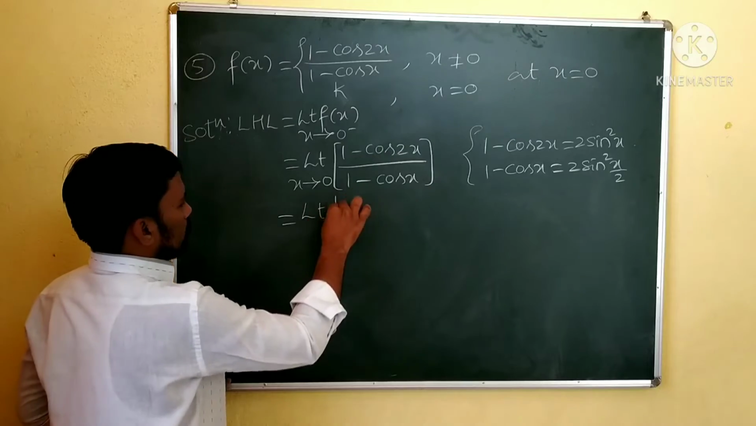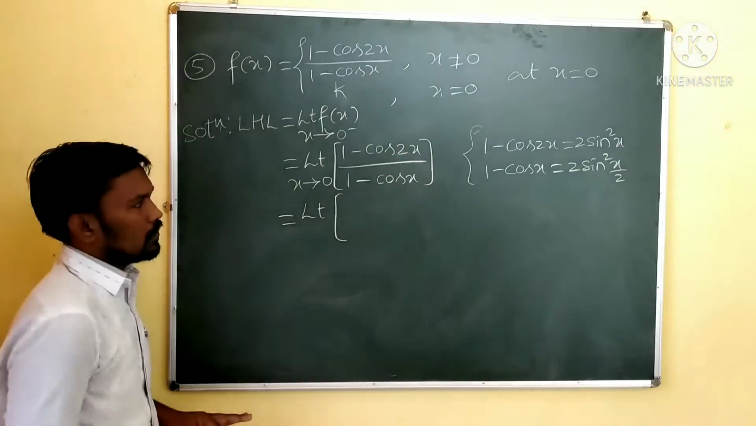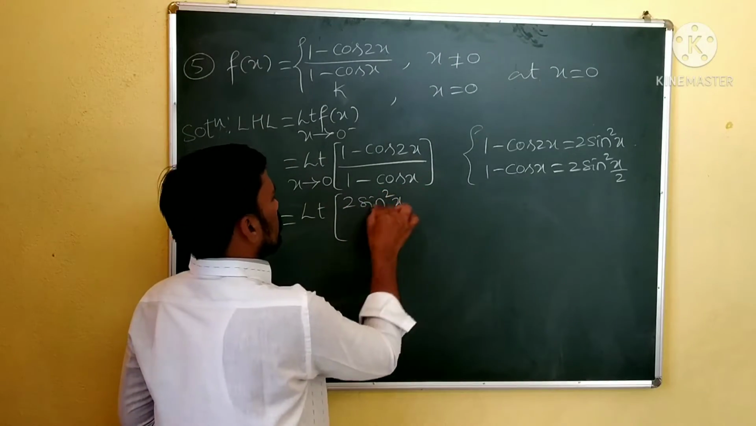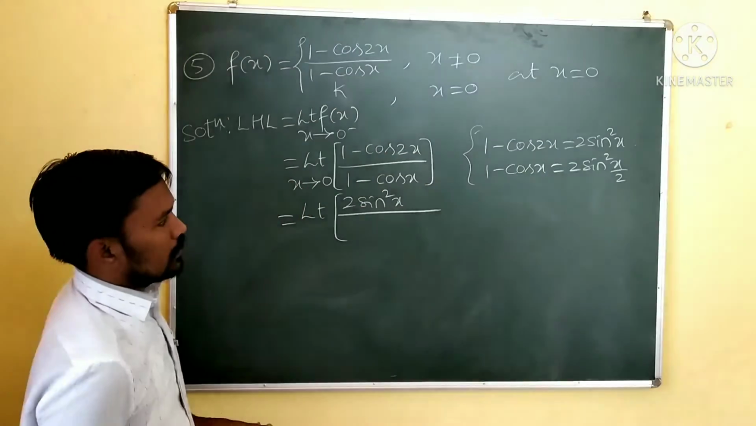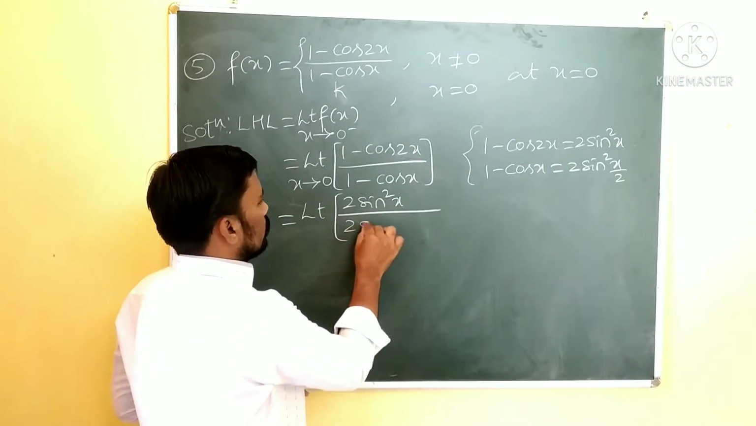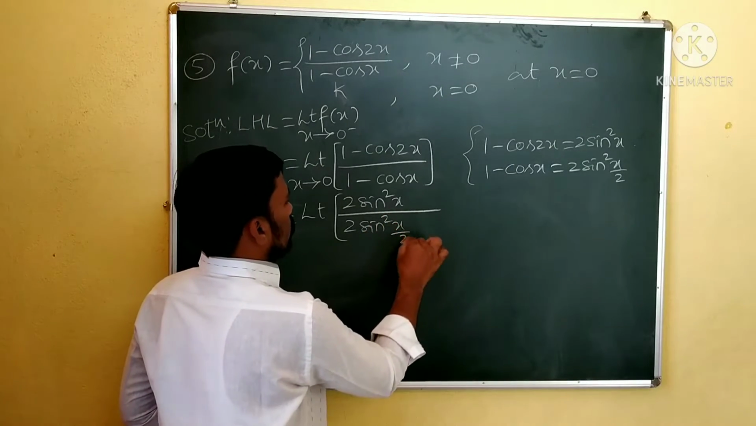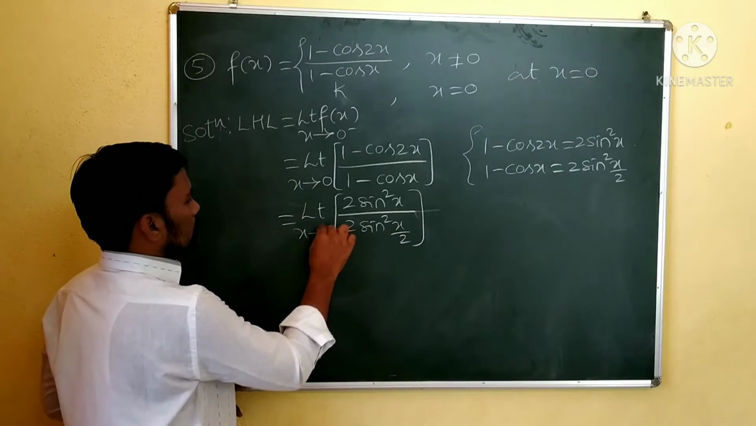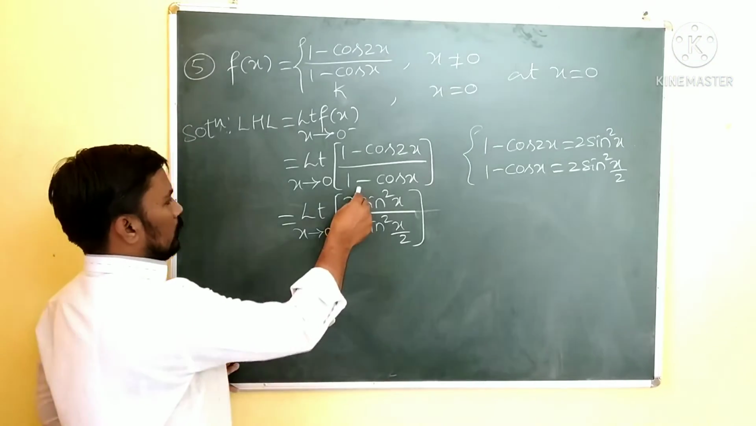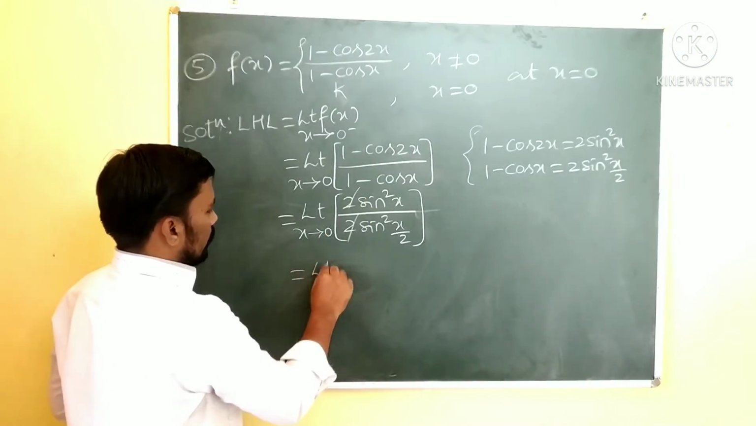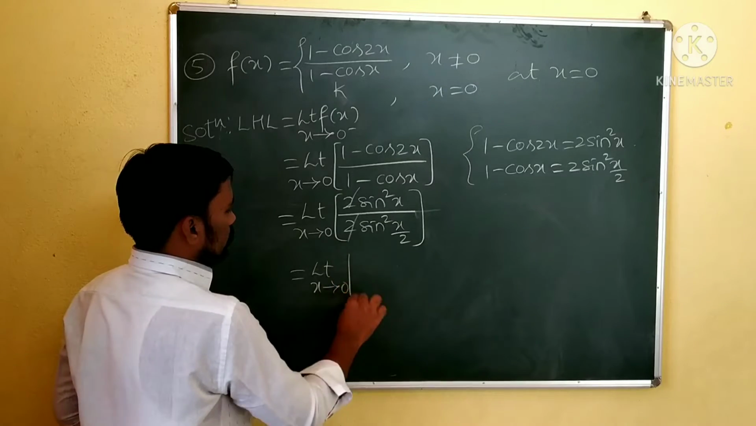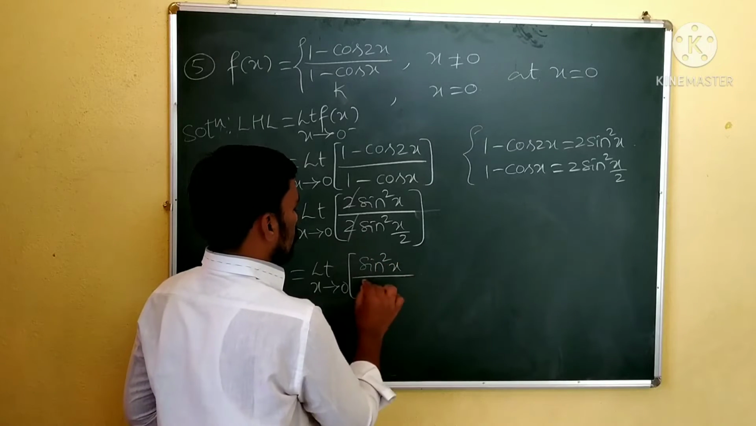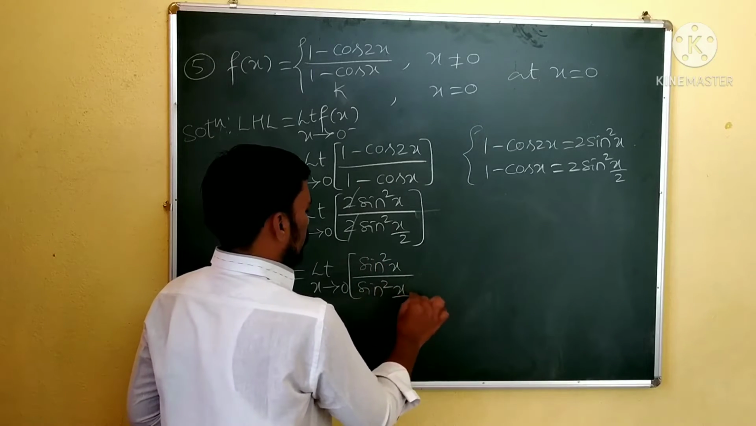Limit of, replace numerator 1 minus cos 2x by 2 into sin square x, divided by 1 minus cos x. Replace denominator 1 minus cos x by 2 into sin square x by 2, as x tending to 0. So anyway, 2 and 2 cancel. This is limit as x tending to 0 of sin square x by sin square of x by 2.